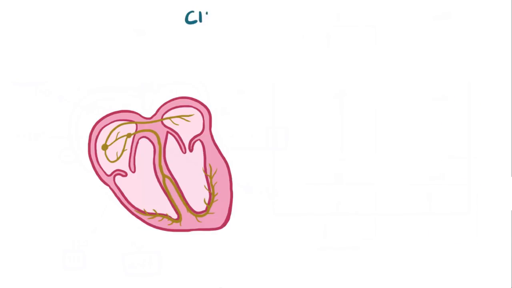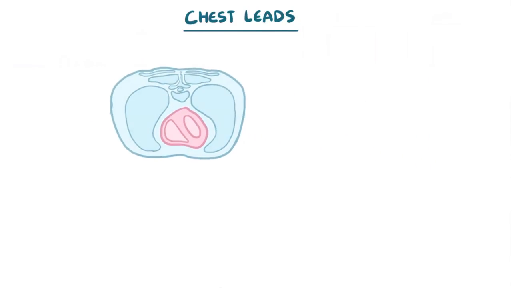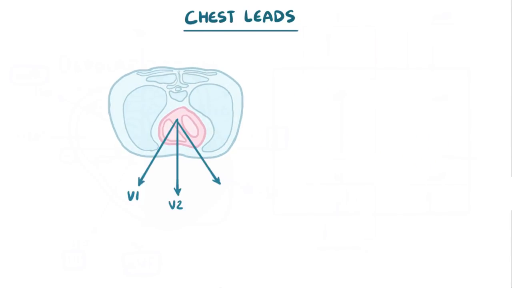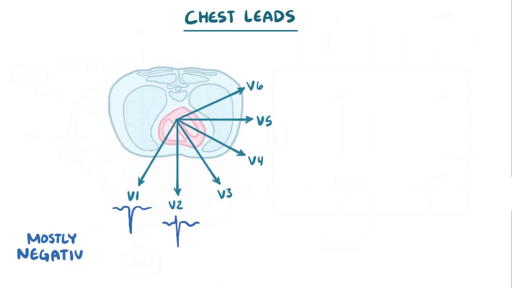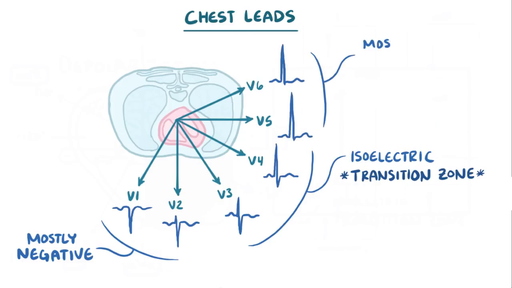Now let's switch gears and talk about the chest leads, which essentially view the heart in a different plane. Now, looking down at the heart, we have leads V1, V2, V3, V4, V5, and V6. Normally, the QRS complex is negative in leads V1 and V2. It's isoelectric in leads V3 and V4, which is called the transition zone, and positive in leads V5 and V6.